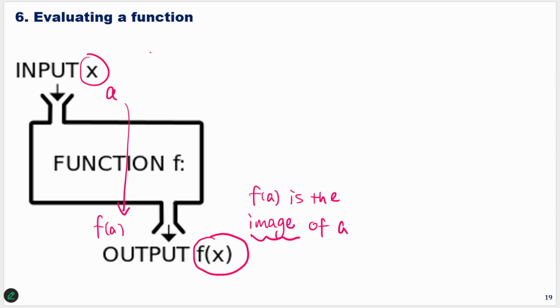Okay, next is a very simple concept, evaluating a function. Given an input, insert that into a function machine, then you have an output. So this process is just called evaluating a function. And for example, if you insert a into that function, you will get f(a), right? Then f(a) is called the image of a. Very clear?